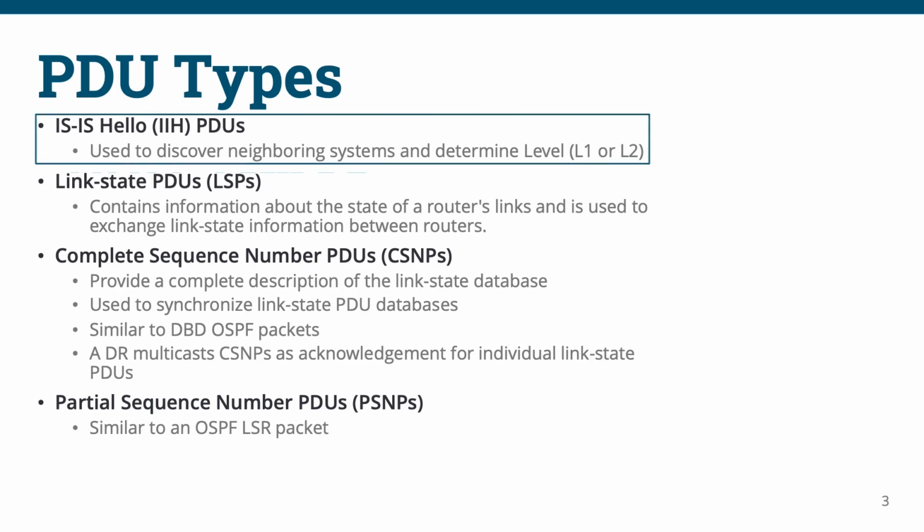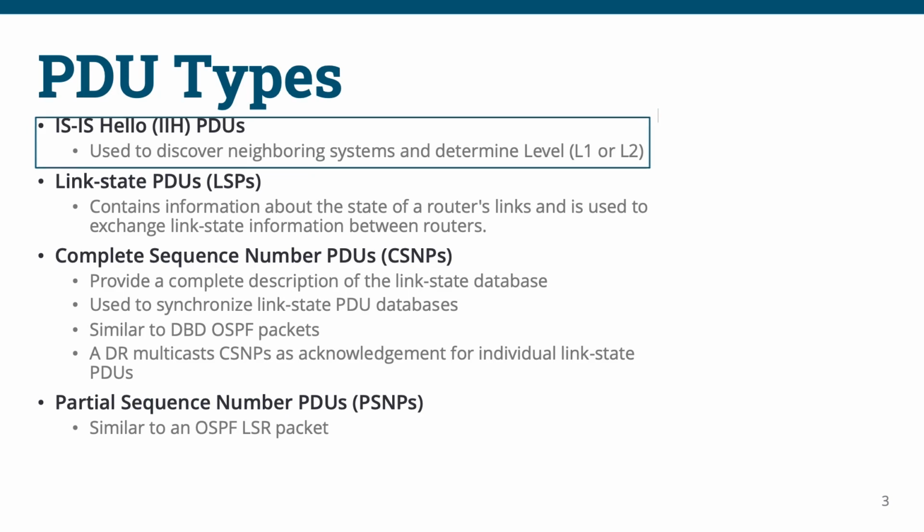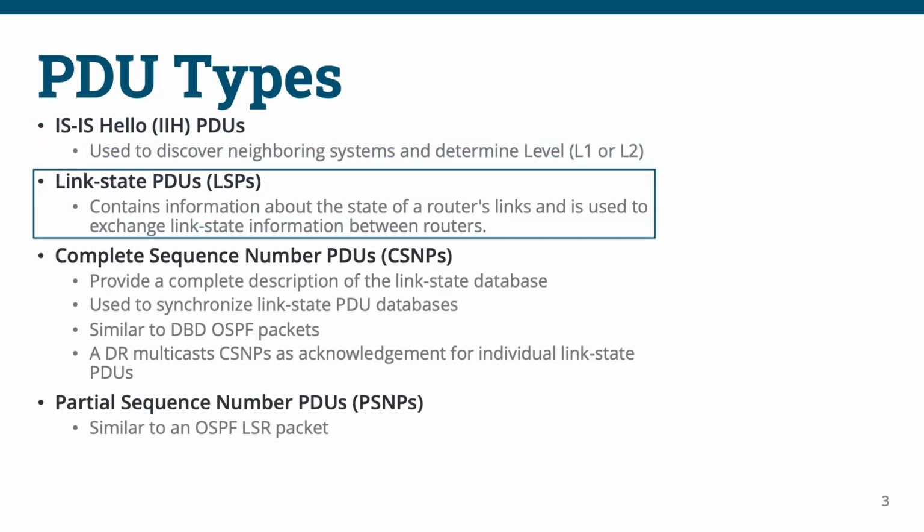The IIH PDU is much like the OSPF Hello, in that it's used to discover neighboring routers, or intermediate systems, as they're called in ISIS. The Link State PDU is used to transmit link state information between ISIS speakers. This is very similar to the OSPF LSU packet, where this PDU contains individual TLVs, which contain the reachability information for each. These TLVs are akin to the OSPF LSAs contained within the LSU.